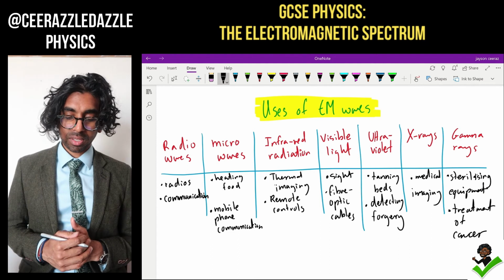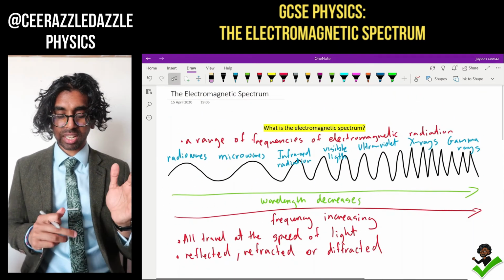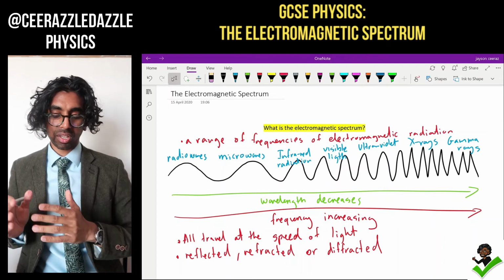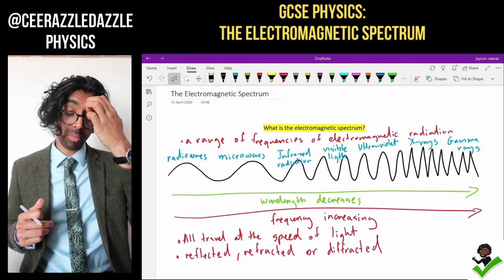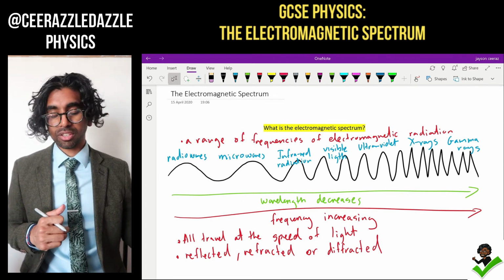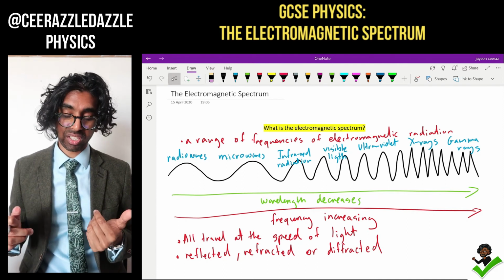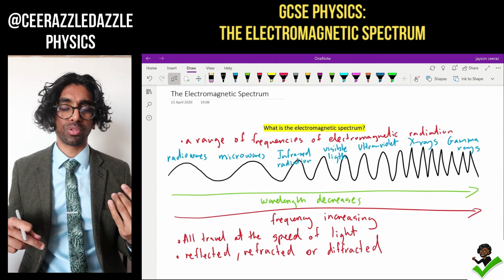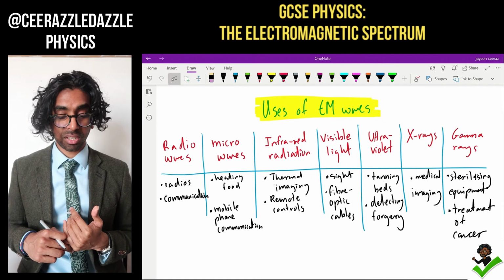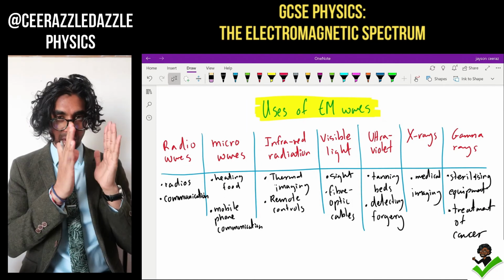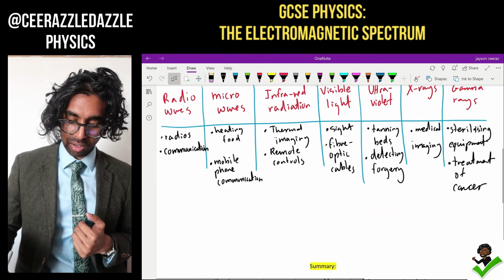So there we have it, guys. We have defined the electromagnetic spectrum. We can see that it's made up of different waves, and they all have a couple of properties which are similar. They travel at the speed of light, and they can all be reflected, refracted, or diffracted. As you go across the spectrum, the wavelength decreases and the frequency increases, because they're inversely proportional to one another. And we now have identified some of the uses of electromagnetic waves. You've got to memorize the uses of each of those waves. This is quite an easy topic. So let's scroll down last of all for the summary.